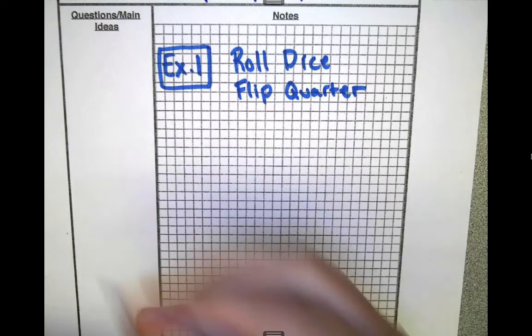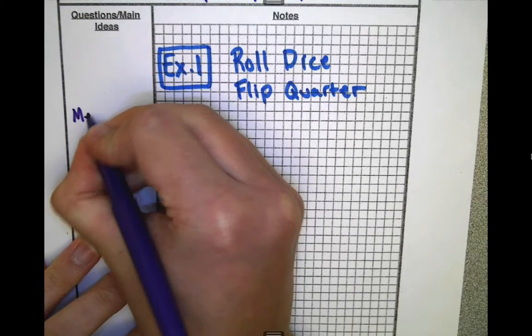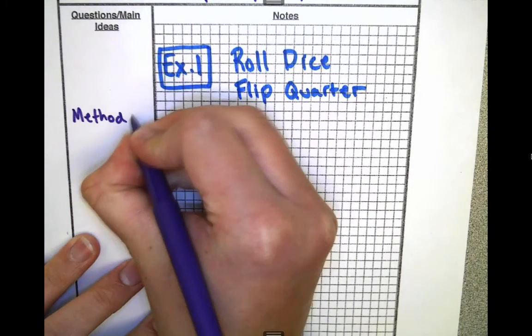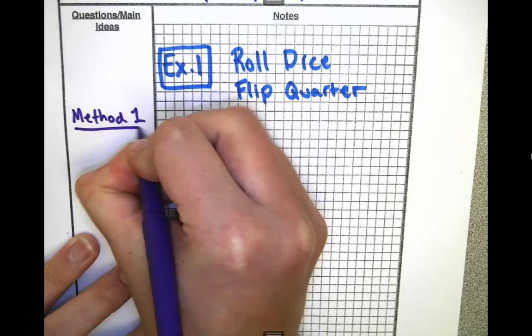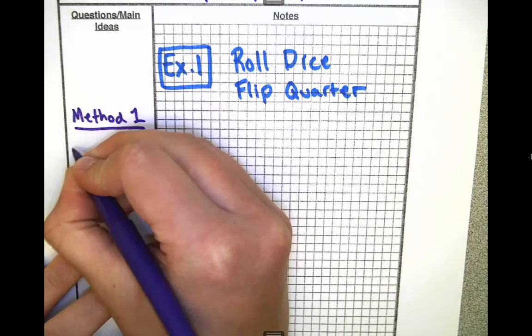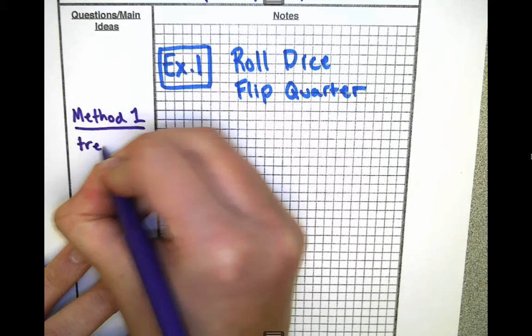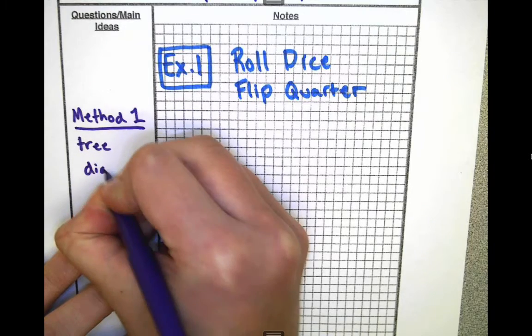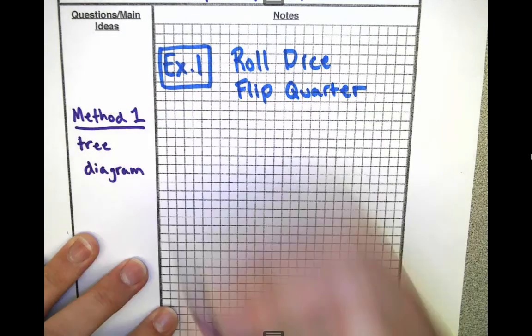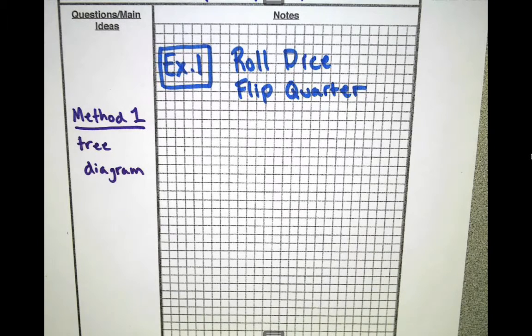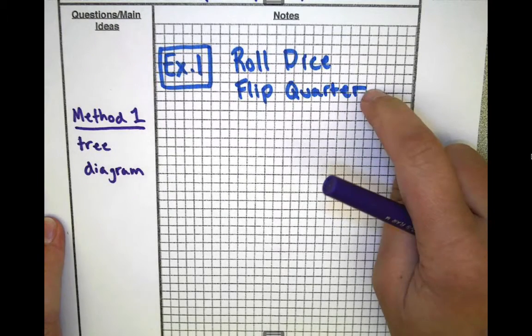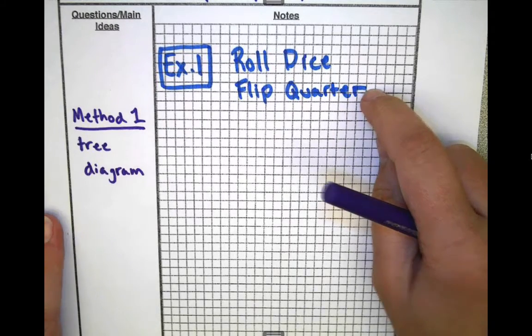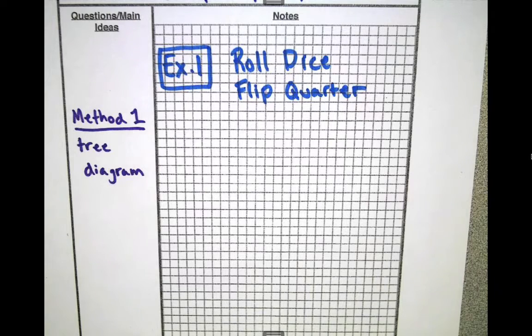So method 1, which I'm going to write over here, is something we learned in the first video, and that is make a tree diagram. Draw the branches of all the possible outcomes. So that's exactly what I'm going to do. I'm going to make a tree diagram. That's going to be my first method. So I'm rolling a dice and flipping a quarter at the same time. When I roll the dice, what numbers can I get?